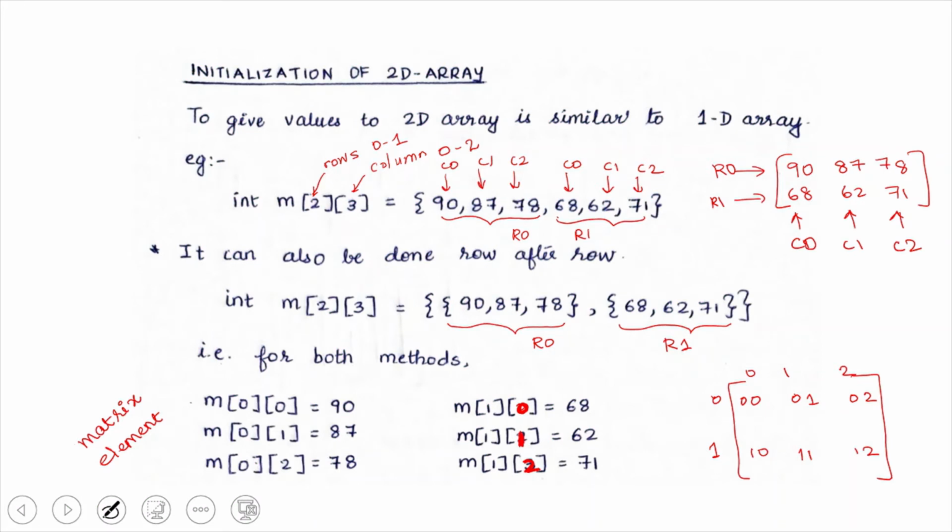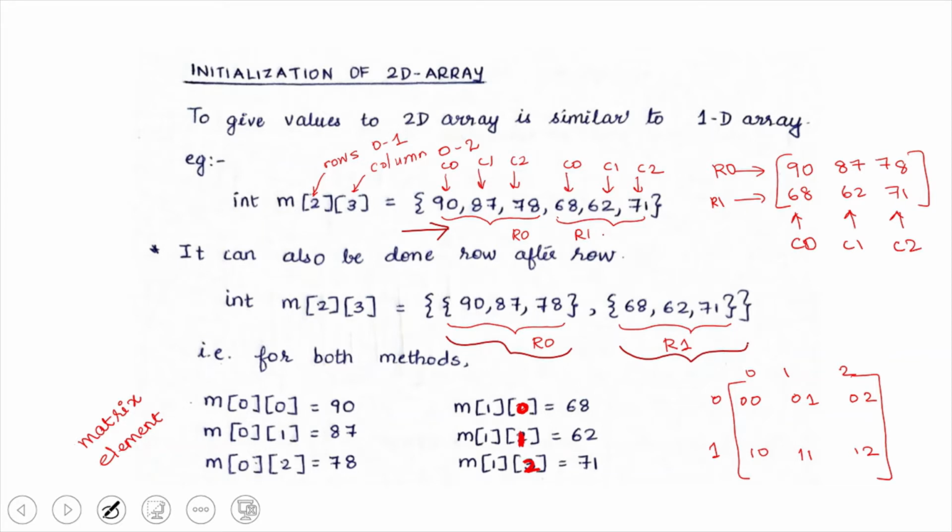Now, how to initialize a 2D array? In order to give values to a 2D array, like what we saw for an array, we could give the values separated by commas like this. So, first would be row 0, then it would be row 1 and so on. It could also be done inside separate brackets like this.